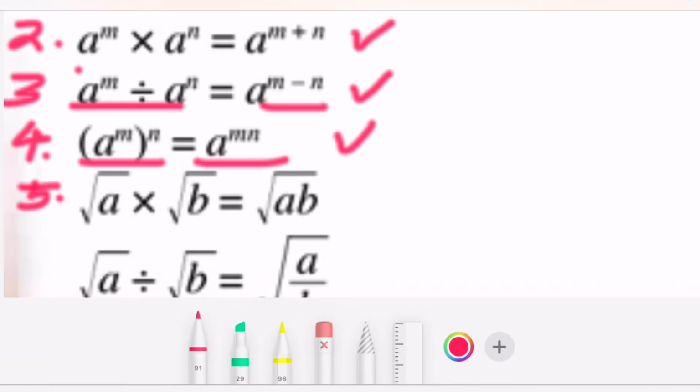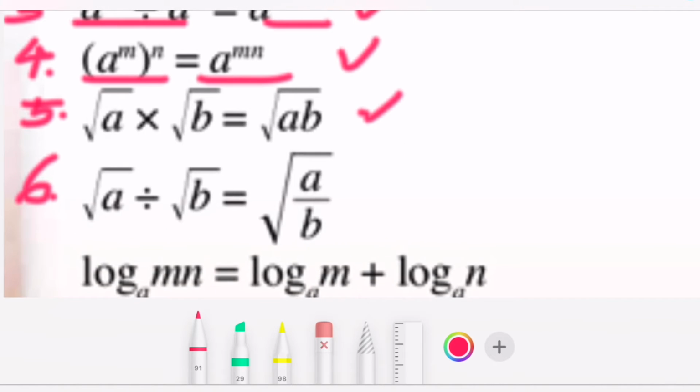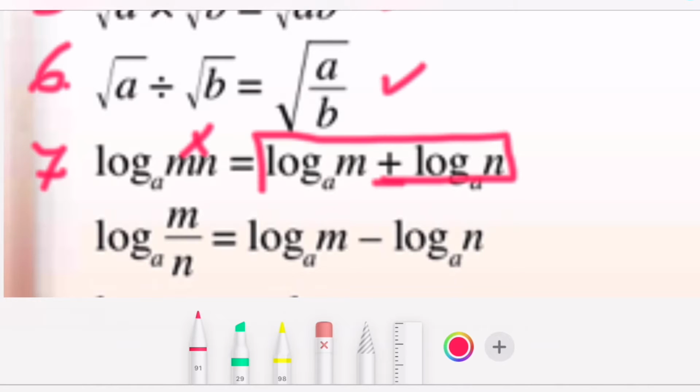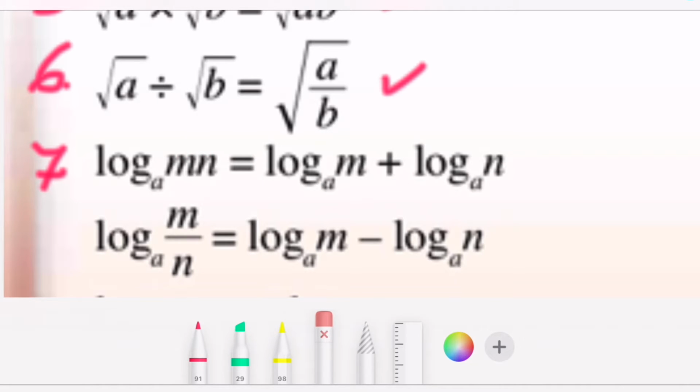Number 5, surd a times surd b is surd ab, 2 in 1. Number 6 is when you divide the surd, you can just combine the surd and divide. So we have 6 formulae already. Number 7 is about the logarithm. When you multiply, you have to plus. So this is a very important formula for product law. So when multiply, plus. So this is formula number 7.